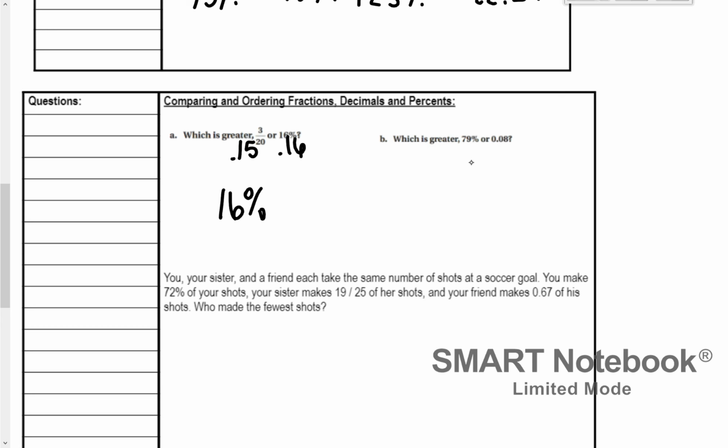Which is greater? 79%. That becomes 79 hundredths. And 0.08, which is already given to us. Think about money, 79 cents, 8 cents. So 79% would be greater.